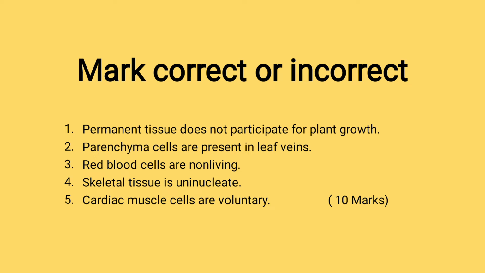Fifth one, cardiac muscle cells are voluntary. Voluntary means with thinking, not unconscious. We do it by thinking. And cardiac muscle cells are voluntary. That is wrong. We do not control the heartbeat by thinking. That is wrong, right? It is an involuntary action. It is also incorrect. Now 10 marks. 2 for each.